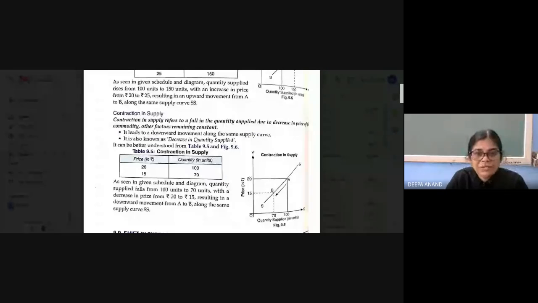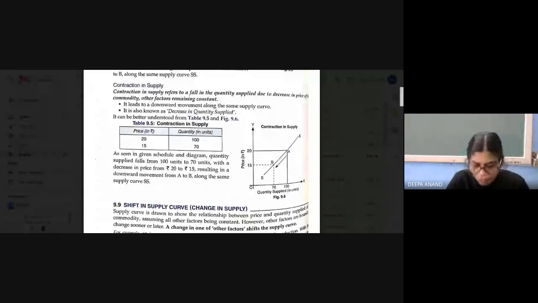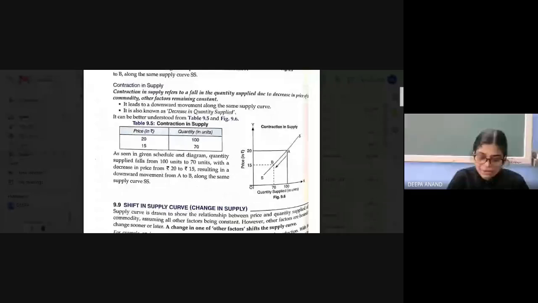The opposite is contraction. Contraction in supply refers to the fall in the quantity supplied due to the decrease in the price of the commodity. All these things you have to write yourself. You have to understand and write. This refers to the decrease in the quantity supplied due to the decrease in the price. So what you wrote earlier, you have to reverse it. For example, price 20 and 15: at 20 more quantity is supplied, at 15 less quantity is supplied.